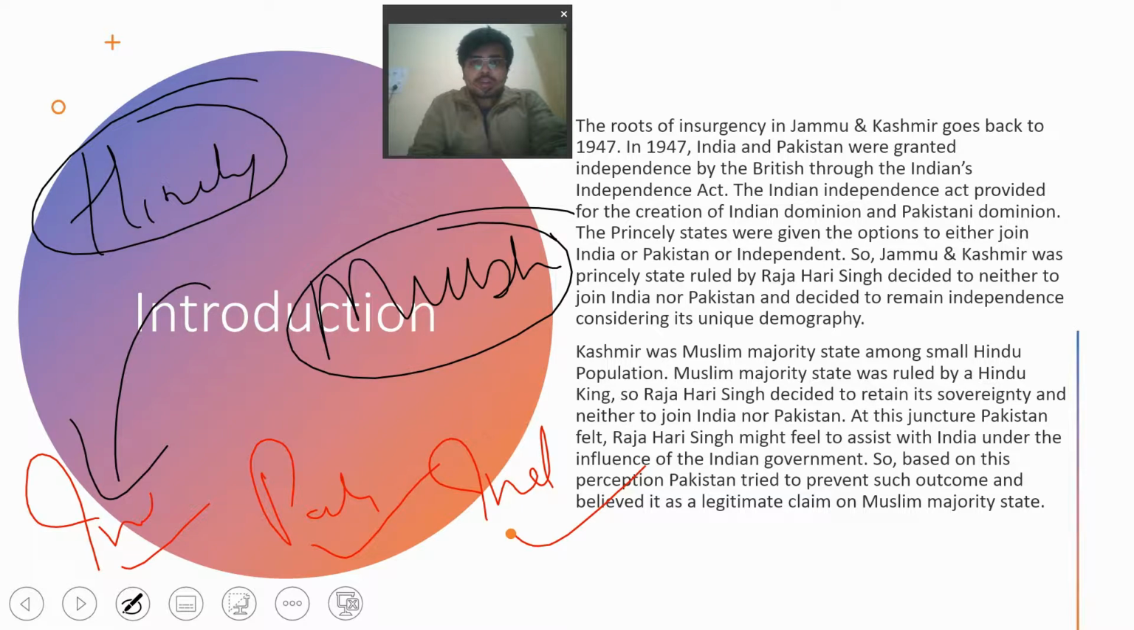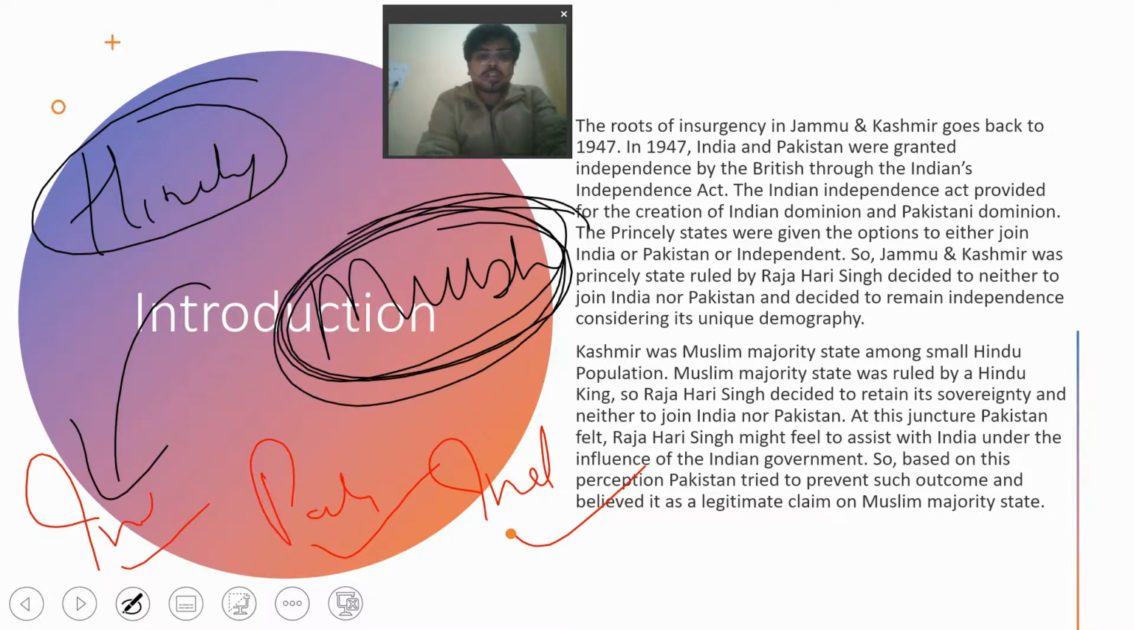So Pakistan raised the issue that Jammu and Kashmir is a Muslim majority state, so all rights over that region should belong to Pakistan. Pakistan would have a right to rule the Muslim majority state, that is Jammu and Kashmir, so it should be included within Pakistan. That was the reason claimed by Pakistan to occupy Jammu and Kashmir.